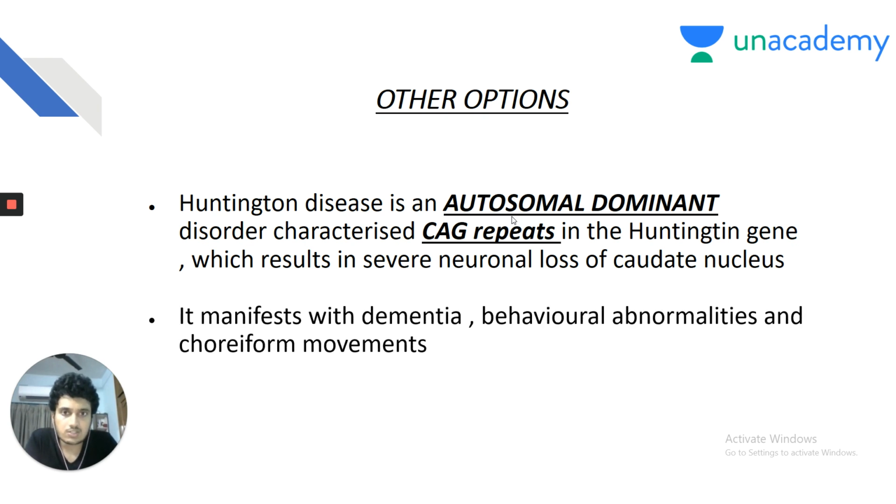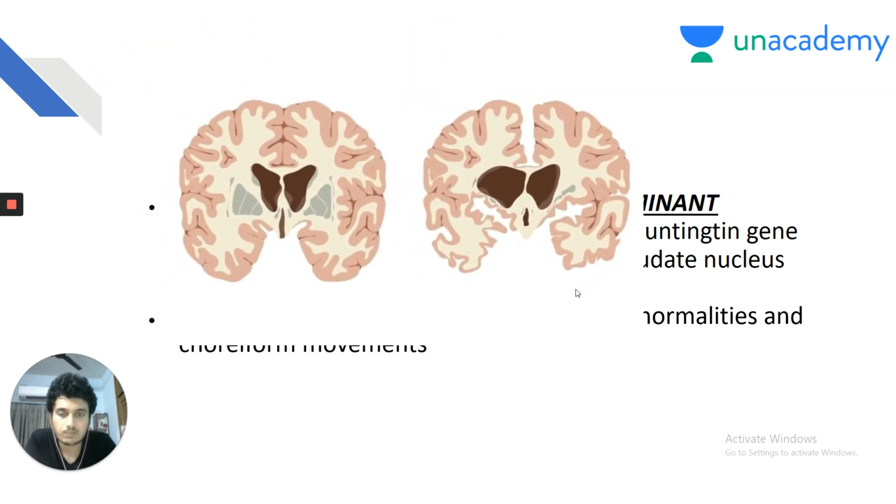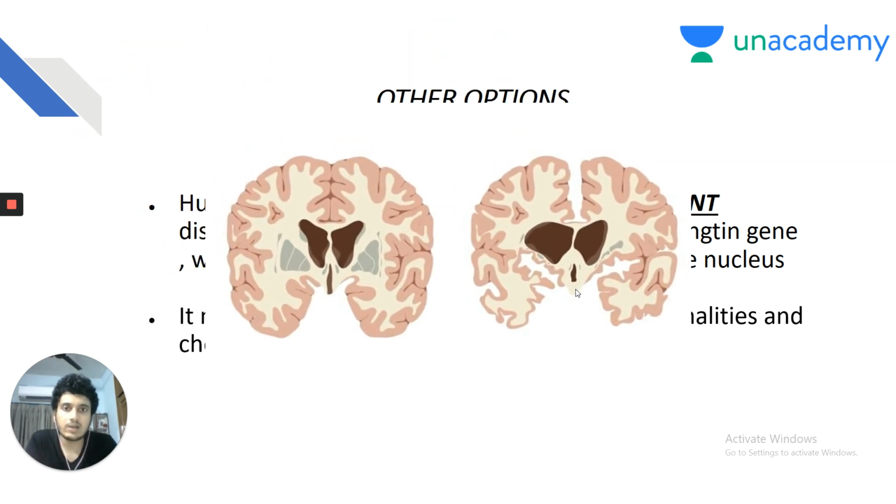Huntington's disease manifests with dementia, behavior abnormalities, and choreiform movements. What are choreiform movements? Again, your physiology is very important, my dear friends. Choreiform movements are rhythmic, irregular, oscillatory movements, or simply dance-like movements. And Huntington's chorea most commonly presents with dementia and behavioral abnormalities. So again, my dear friends, you must integrate your knowledge of medicine with anatomy and physiology as well.